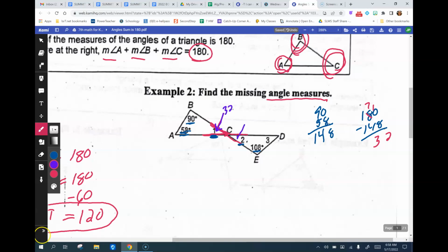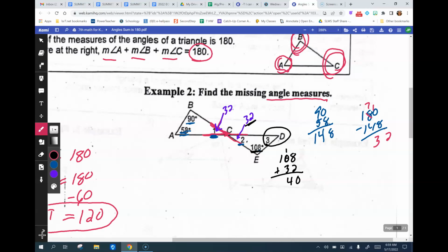So what is this angle right here? Again, that one's 32 degrees because those are vertical angles, and vertical angles are always equal in measure. So now we have this angle and this angle. We can add those two together and find angle 3, or angle D, by subtracting from 180. So 108 plus 32, that we're adding.